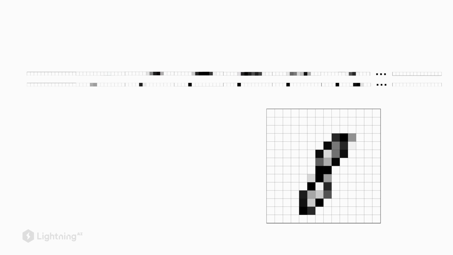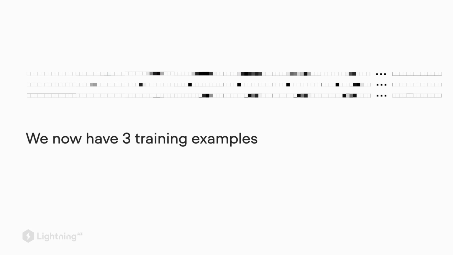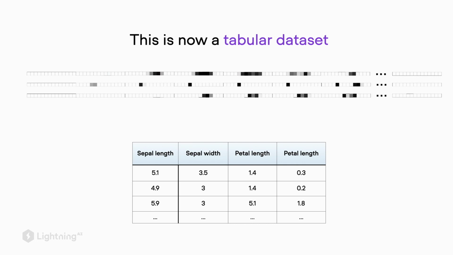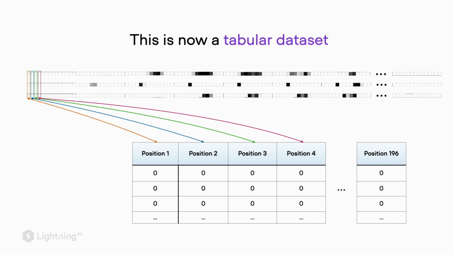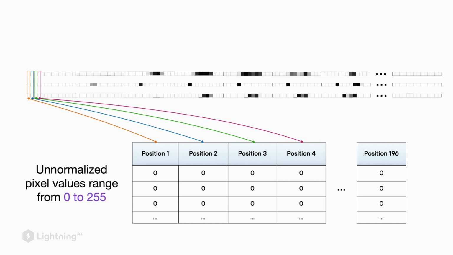So carrying out the concatenation for each of these images will result in a 196-dimensional feature vector for each of the 3 images. So consequently, our tabular dataset now consists of 3 rows and 196 columns. So this concatenated image dataset is essentially analogous to, for example, this iris dataset here, where each position represents one feature column in the dataset. And by the way, as a side note, when we work with image data, each pixel value is an integer in the range between 0 and 255.